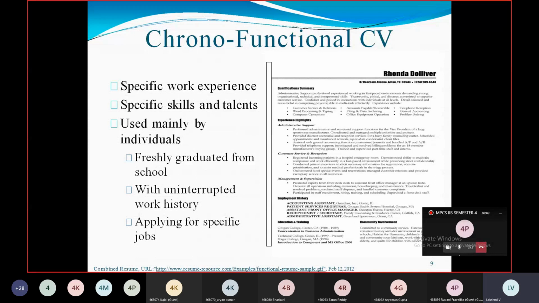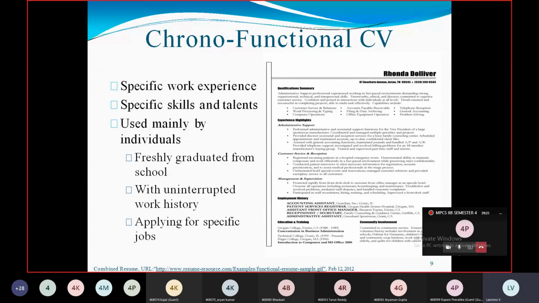Now the combinational CV, as I told you before, is the combination of chronological and functional CV. Whenever you are going for a specific work, and that particular work needs academic skills, work experience, and also needs a skill in you or extra talent, then you can prepare this particular combinational CV. Combinational CVs are always prepared for a specific work, so you need to be very careful.